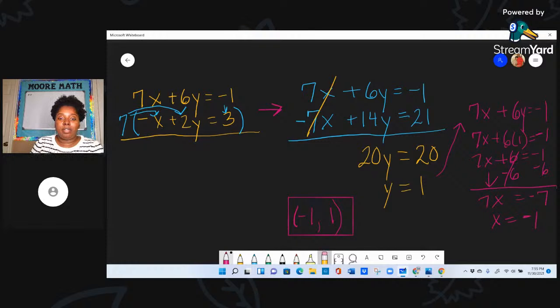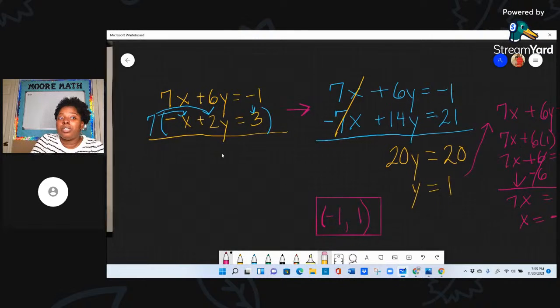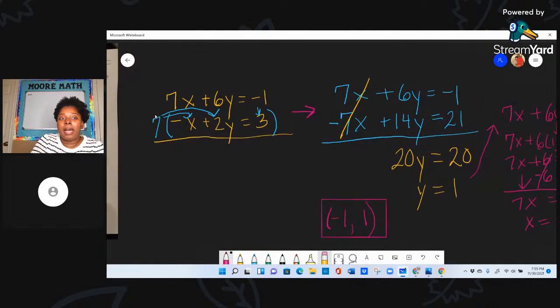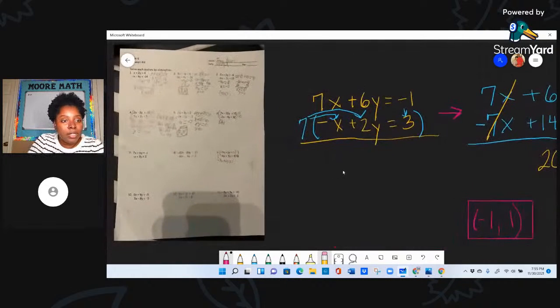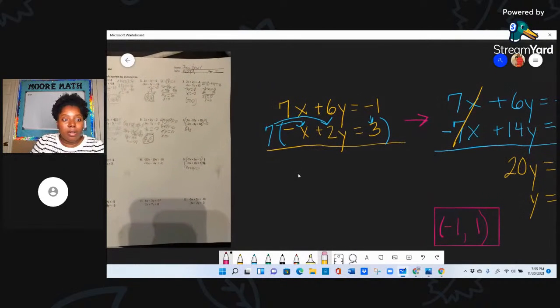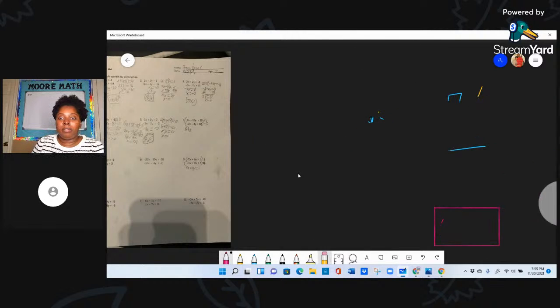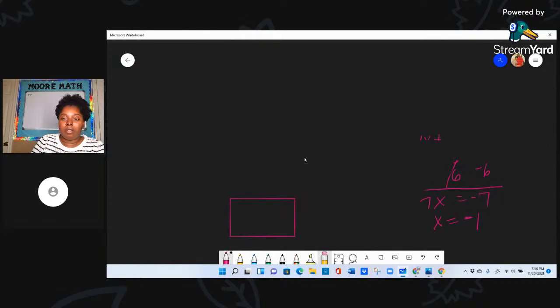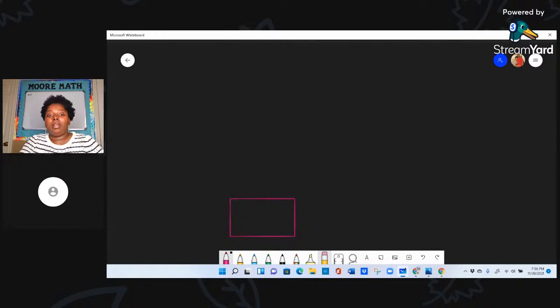Okay, let's try it again. Any questions about this one? Do you see why we chose +7 to multiply by? Yeah. Okay. So let's do, where were we? 8. Okay, so I'm going to get rid of all of this. Okay, hold on.